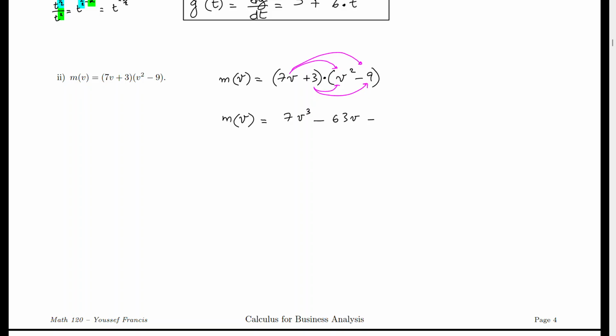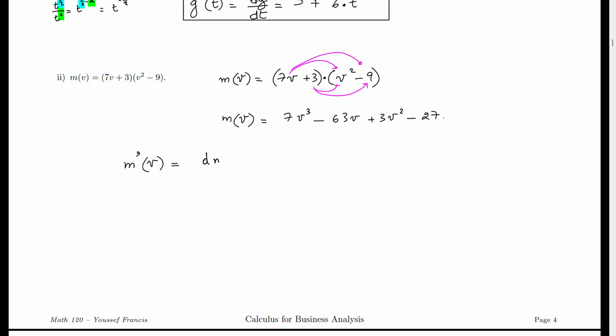Next, we have the 3 multiplied with the v squared. That's going to be 3v squared. And finally, 3 times negative 9. The 3 is positive, the 9 is negative, so the answer is going to be negative 27. There are no like terms to add or subtract, so I can pause here and start by asking, okay, what's the derivative going to be?